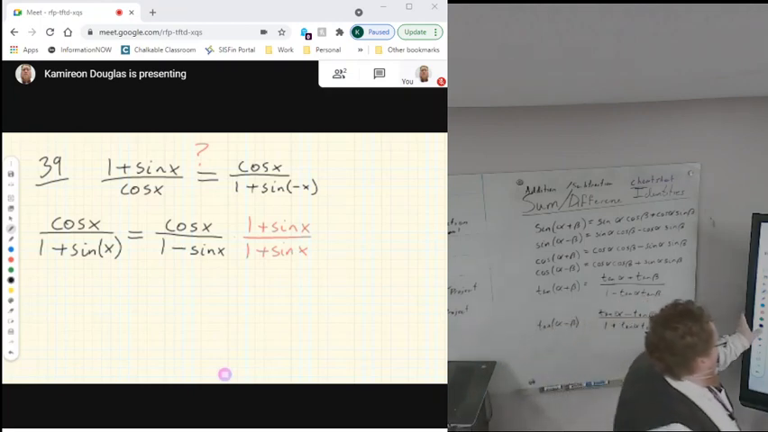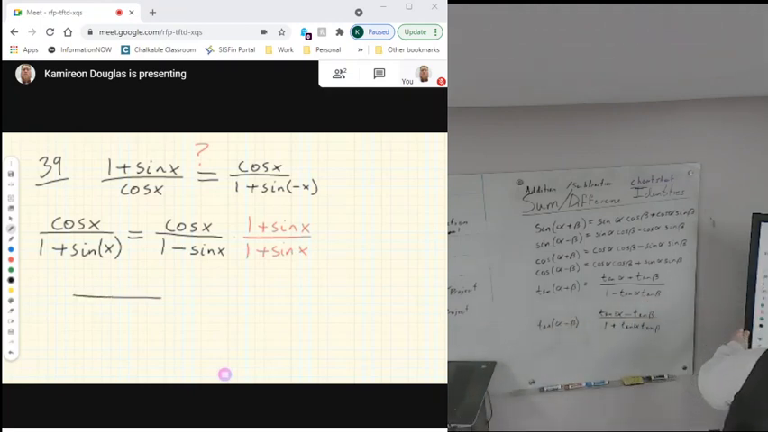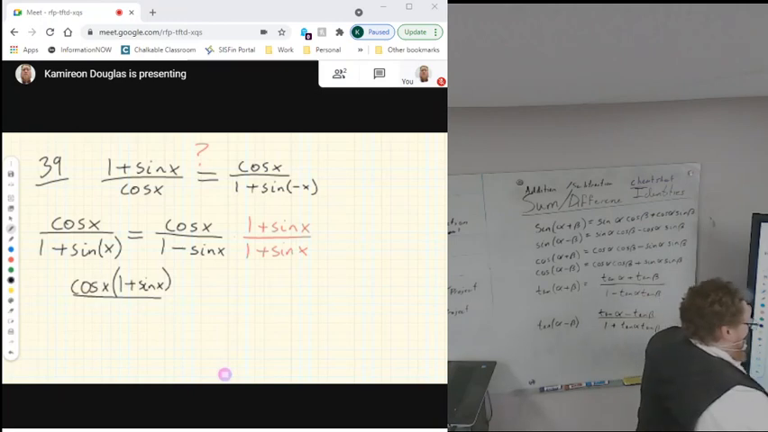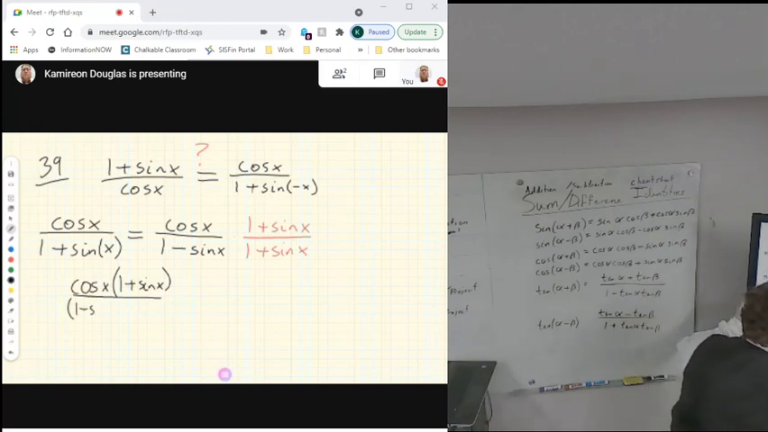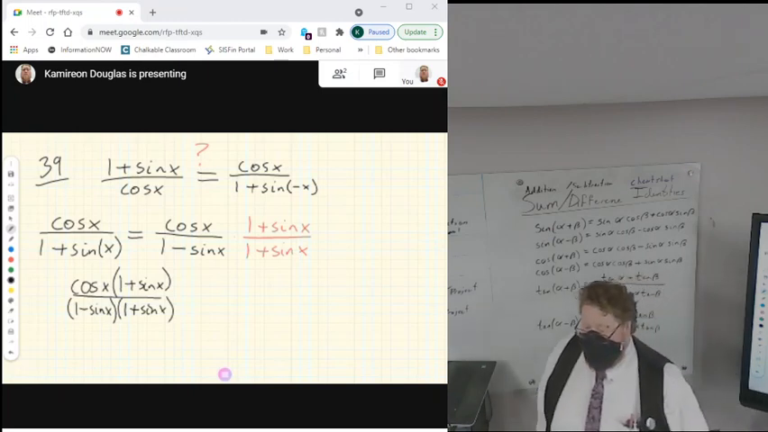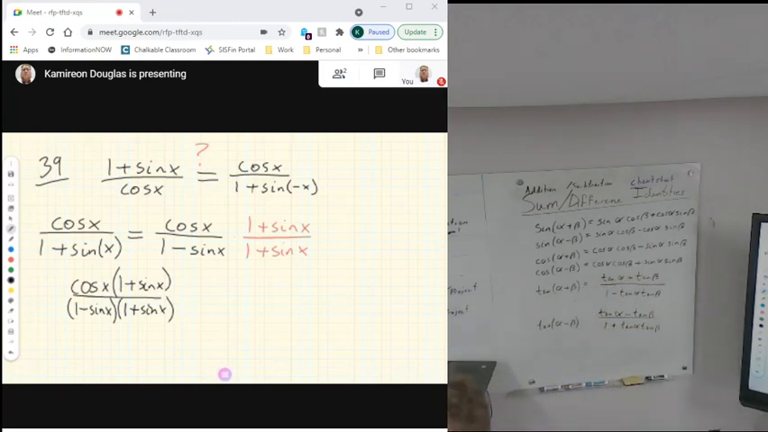Here we go. On the top, I'm going to leave it as cosine of x times 1 plus sine of x. The reason why will become apparent here in a little bit. On the bottom, I'm going to FOIL this problem. 1 minus sine of x times 1 plus sine of x. Now, the reason I multiply by a conjugate is because this creates a situation referred to in algebra as a difference of squares. When I FOIL this out, the bottom has something unique that happens.